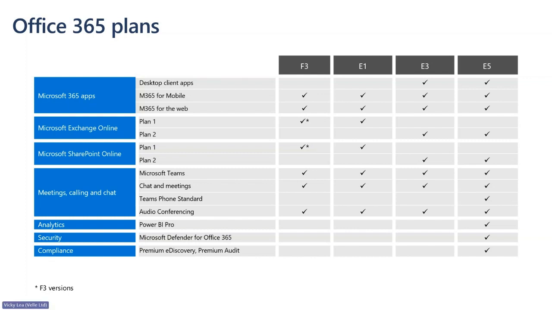If we look at an E3 versus an E1, it brings in the desktop client apps. And what you've got to remember with the client apps as well is that you've got the rights to install on multiple devices. So you have what we call 5+5+5 installs. So that's 5 PCs that I can install the Office apps onto, 5 tablets and 5 smartphones for that licensed user to work with.